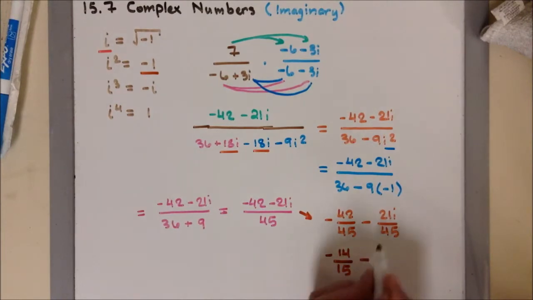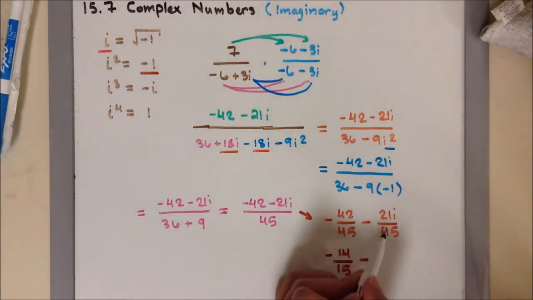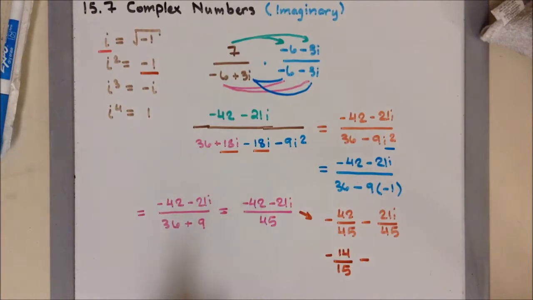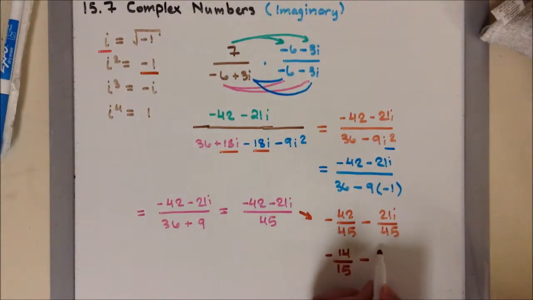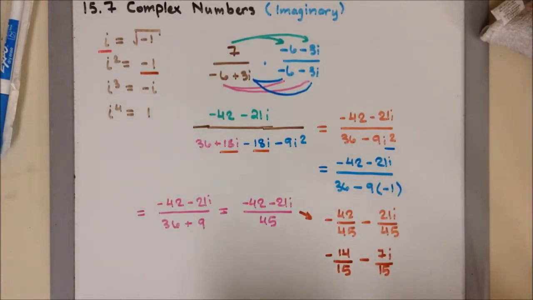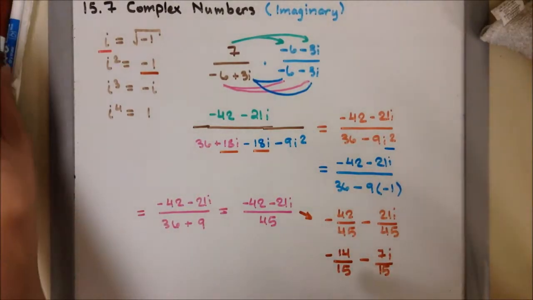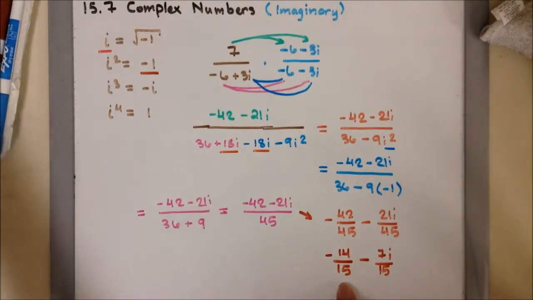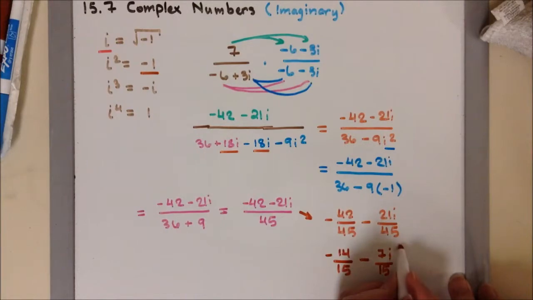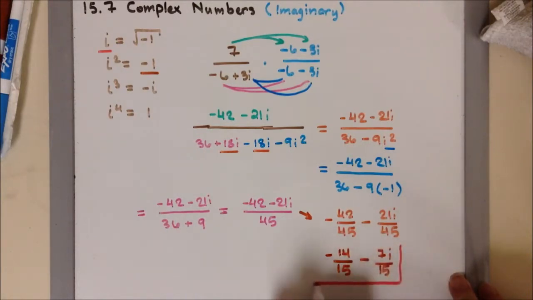The second fraction, 21 and 45 are both divisible by 3 also. So 21i divided by 3 is 7i, over 45 divided by 3, which is 15. So that's going to be my final answer because my real number is first, and then my imaginary number is second. So this is how you rewrite it in standard form.